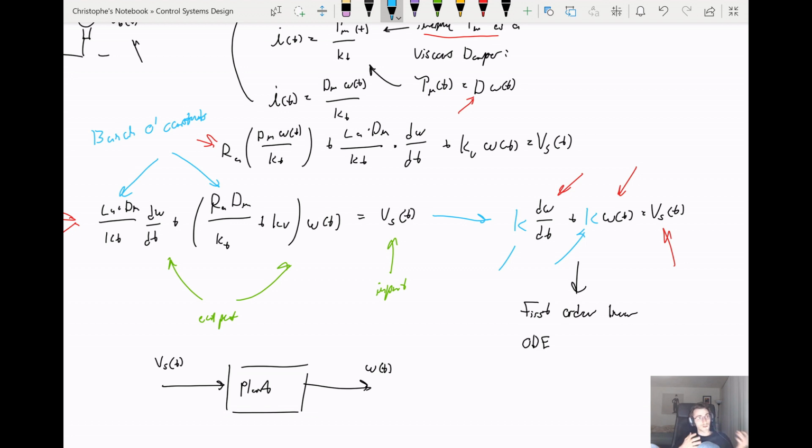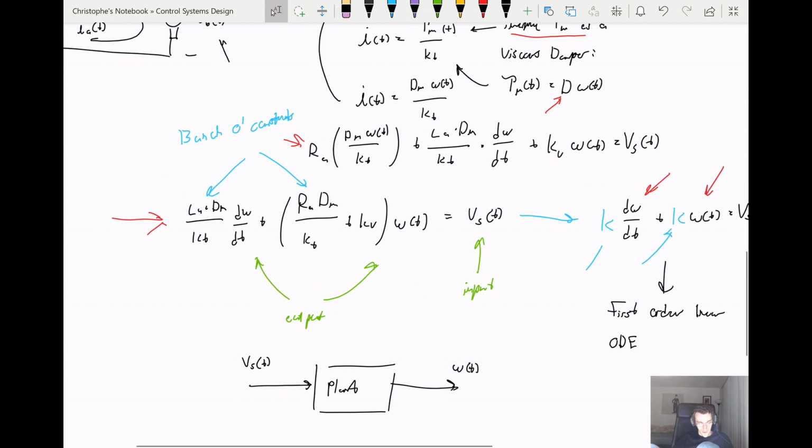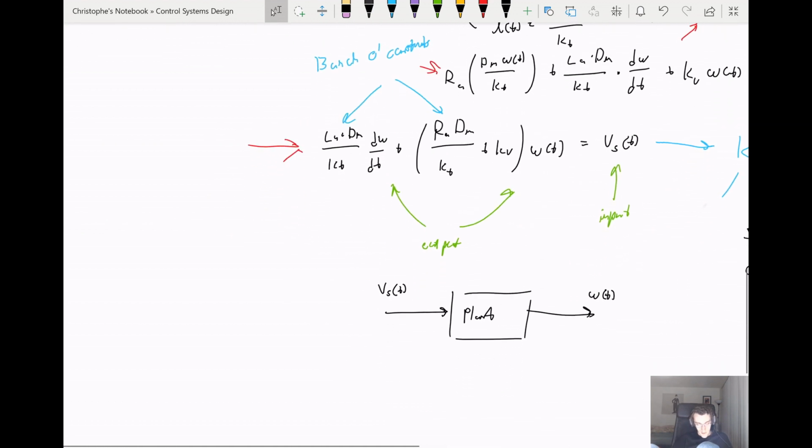That we can relate to whatever function we're putting in for v of t to get an output of omega of t. So ostensibly what we're doing is shown right down here: we get Vs in to our plant and get out omega of t.